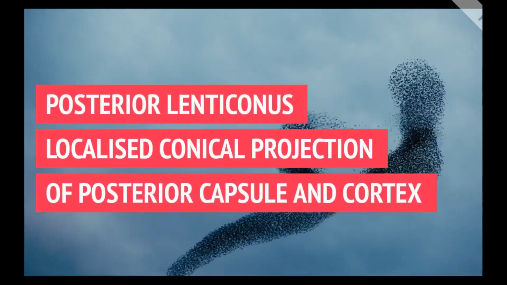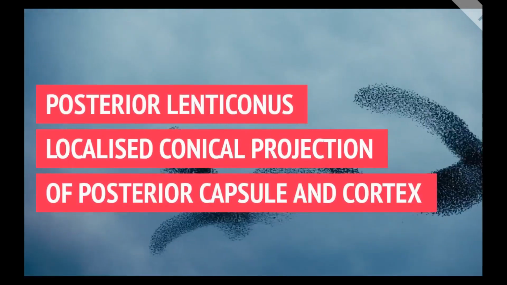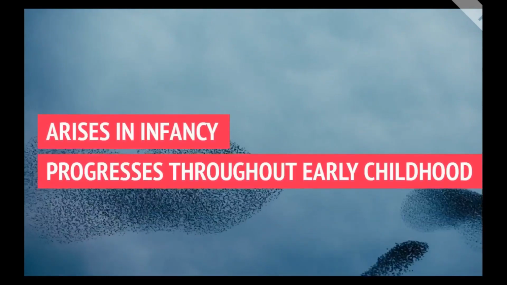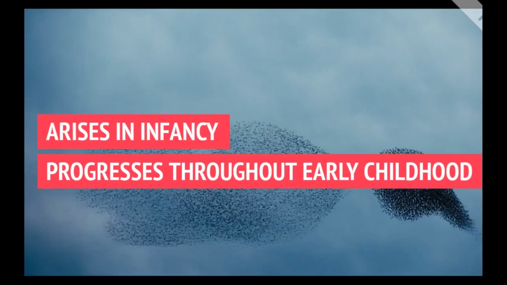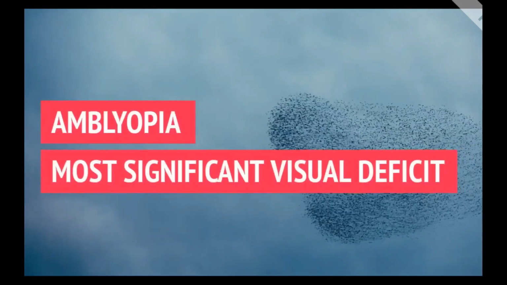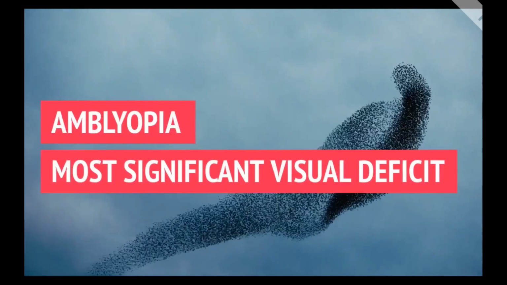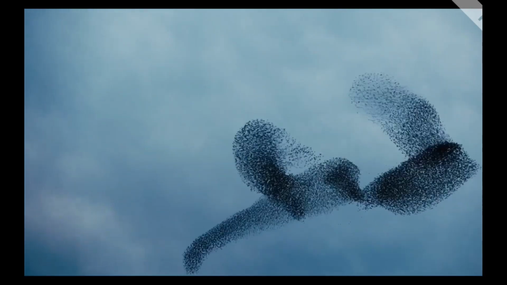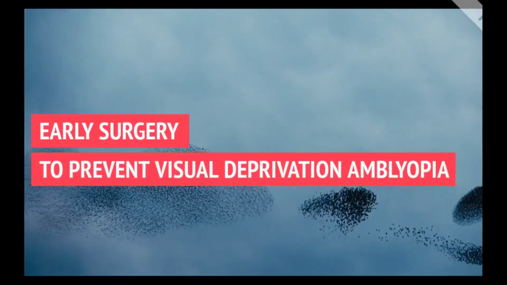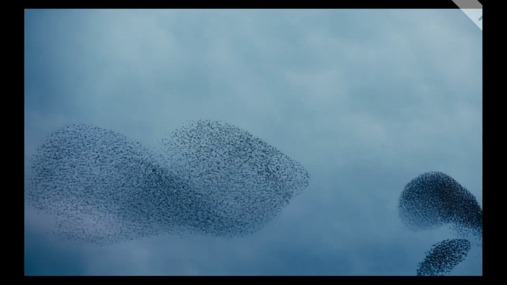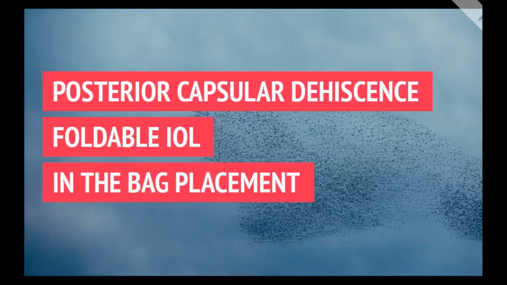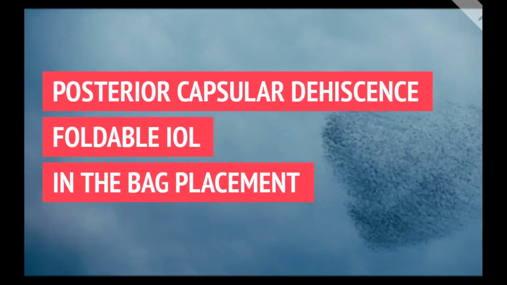So, it is always necessary to undergo early surgical intervention to clear the visual axis and to prevent visual deprivation amblyopia in the child. With recent advances in intraocular lenses, even in the presence of a posterior capsular dehiscence, foldable IOLs can be safely placed in the bag.